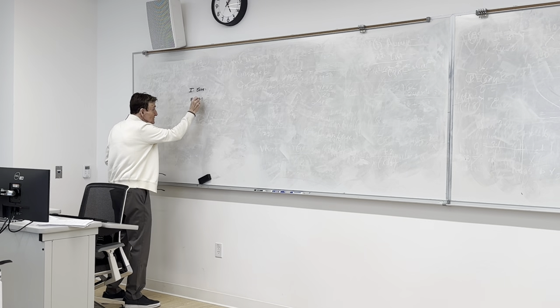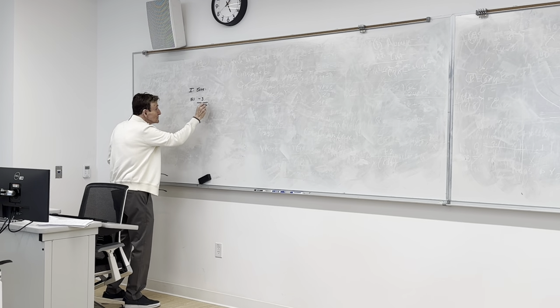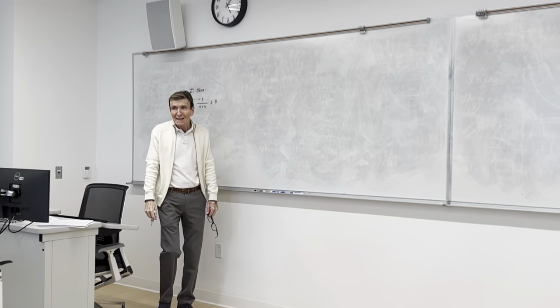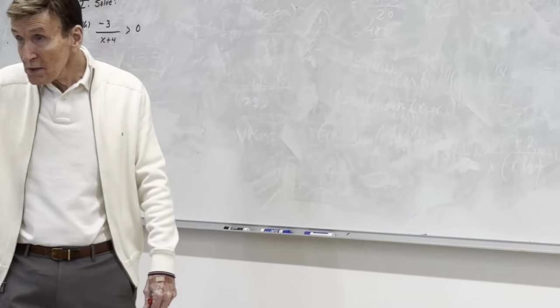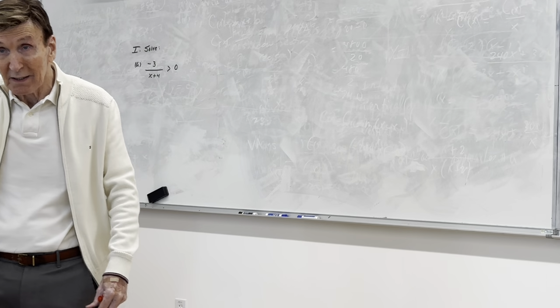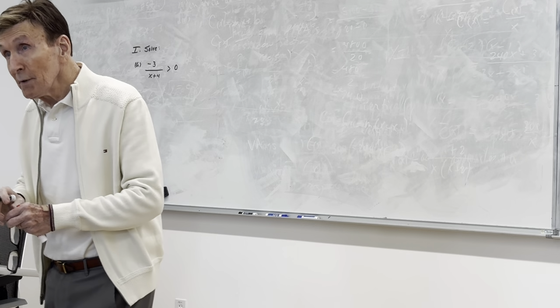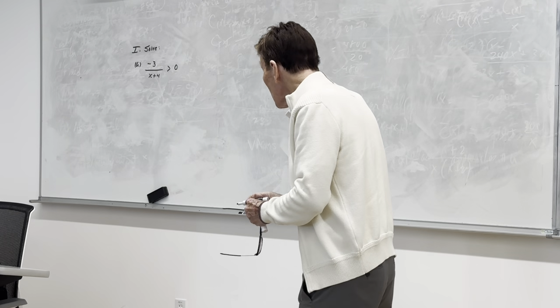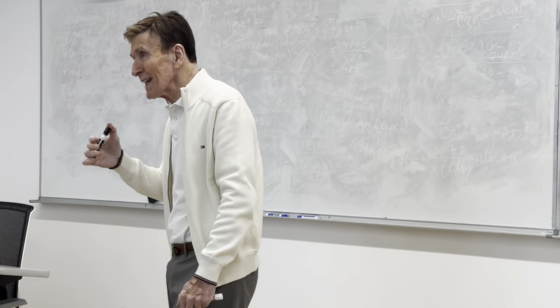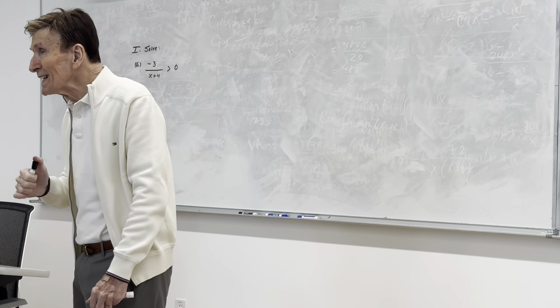Guys, we'll write like this. The way it looks, it's so elementary, but there's quite much to it. Negative 3 over x plus 4 is greater than 0. That's an inequality. And then we'll express the answer using interval notation.